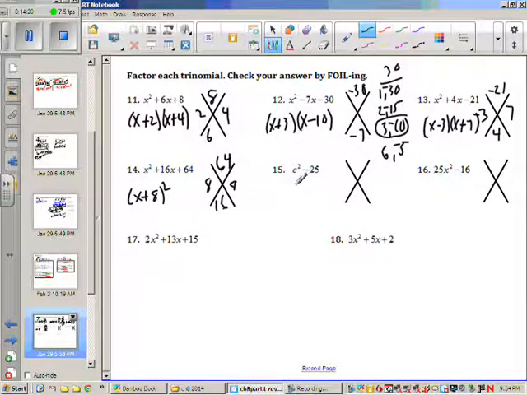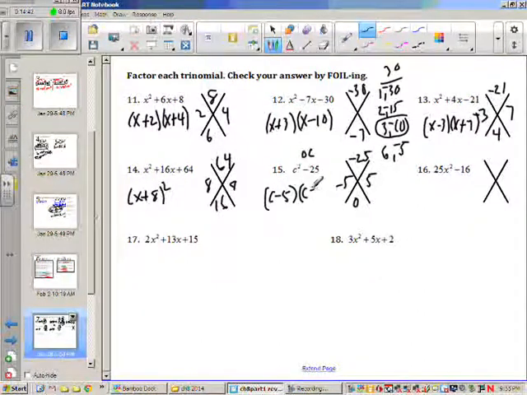Number 15, it's hard to see it, but you have a 0c in the middle. So our middle term has to add up to 0. That means you have to have equal and opposite factors of 25, which obviously are 5 and negative 5. They add up to 0. We call this the difference of squares. C plus 5, C minus 5. When you multiply the outer and inner terms, you get a plus 5c and a minus 5c. That adds up to 0c, and therefore we don't see it. But you have a minus 5 times positive 5 and the c squared.